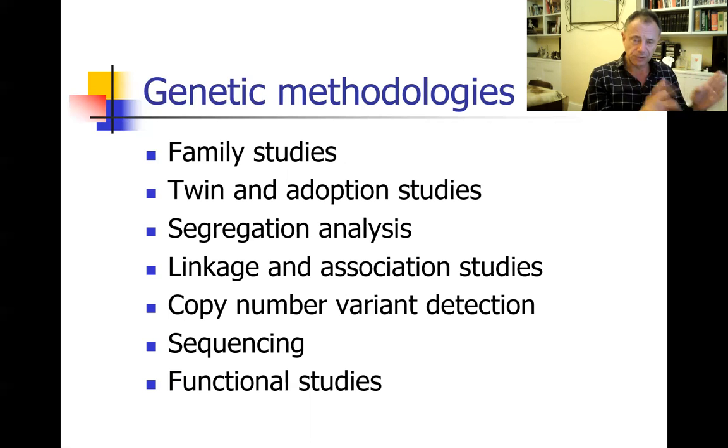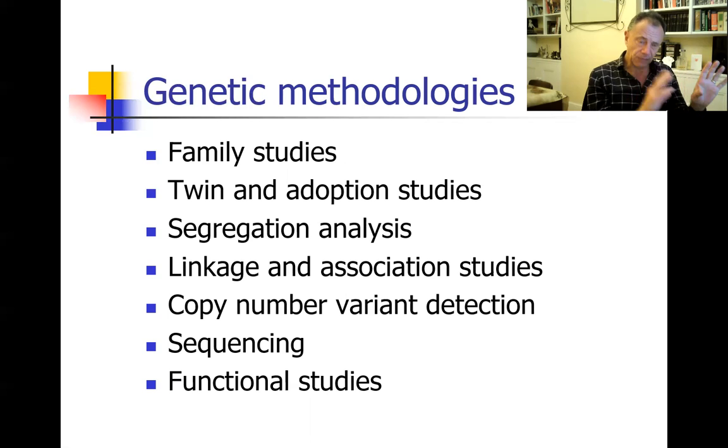And then what you go on to do is fine mapping studies based on linkage disequilibrium and association, which gives you a narrower localization, hopefully down to the level of an individual gene. Other methods that have been important in psychiatry have been to detect copy number variants, and I'll talk about that a bit later. And then what we've been doing more and more in the last few years is sequencing studies.